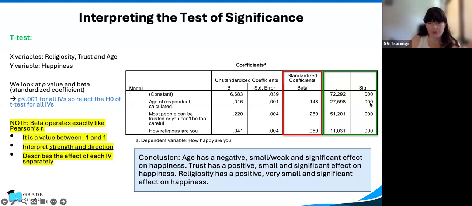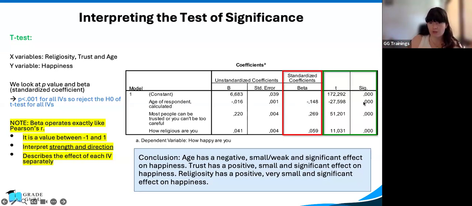So 0.000, in fact, all of the p-values you can see are significant. Okay, that would mean you reject the H0, that there's no effect, and you accept the H1, that there is a significant effect. And then you write a sentence for each independent variable on its own.